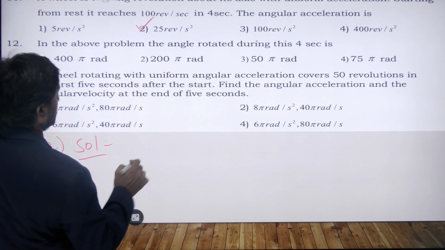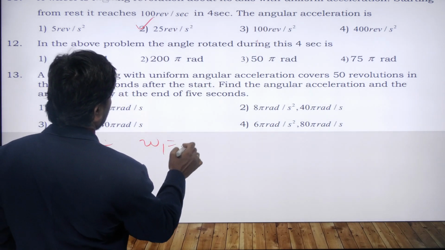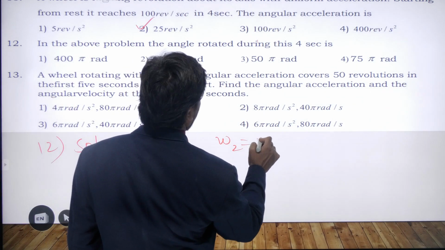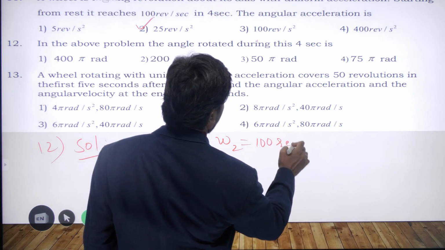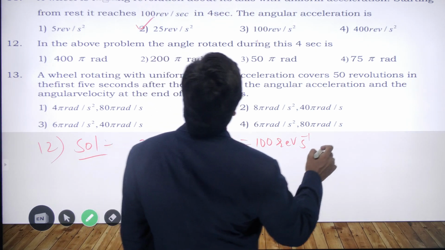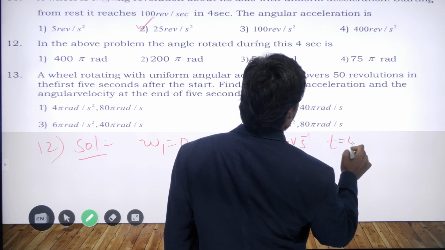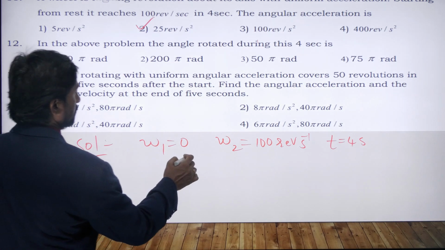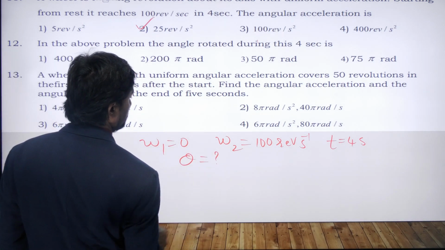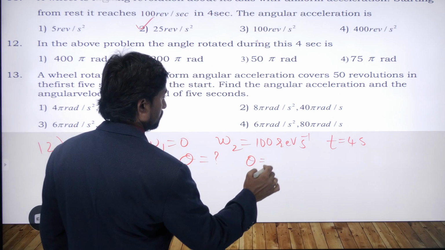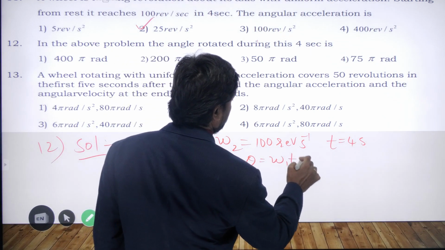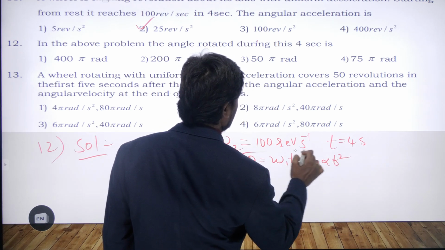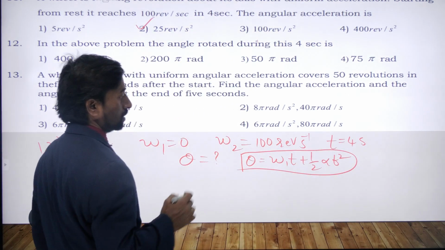It started from rest, so omega 1 is 0, and omega 2 is 100 revolutions per second, and t is given as 4 seconds. And here theta is asked. So what is the formula for theta? Theta is equal to omega 1 into t plus half into alpha t square. This is the formula, and the time is 4 seconds.